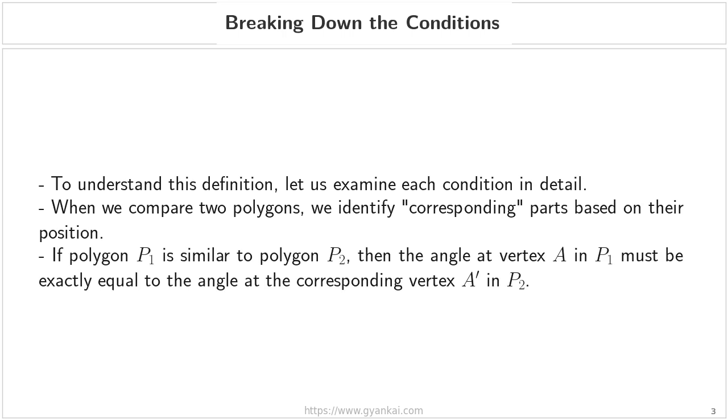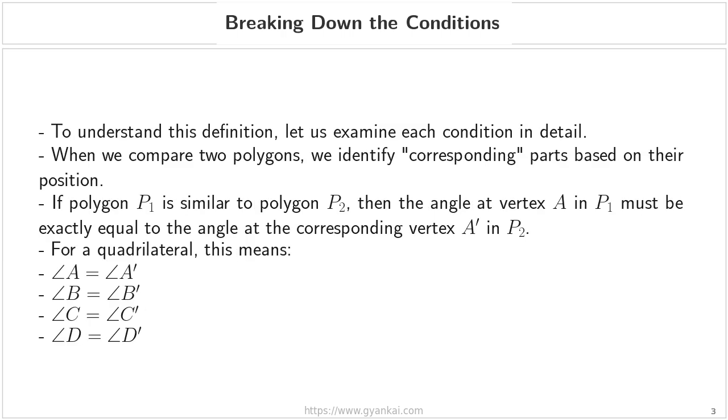So, if we have polygon P1 that is similar to polygon P2, the angle located at vertex A in our first polygon must be exactly equal to the angle at the corresponding vertex, which we'll call A prime, in our second polygon. To make this concrete, let's look at a four-sided shape, or a quadrilateral.